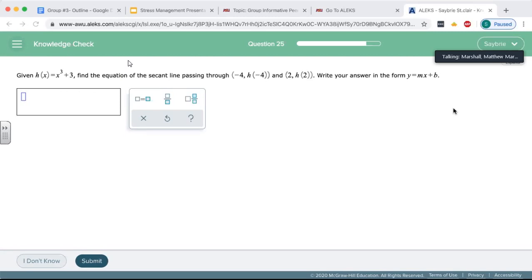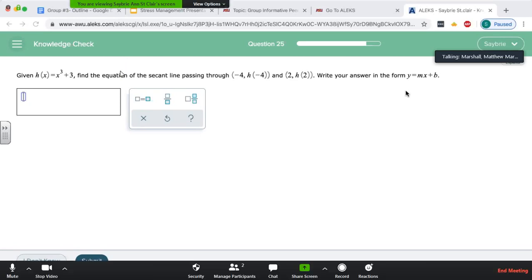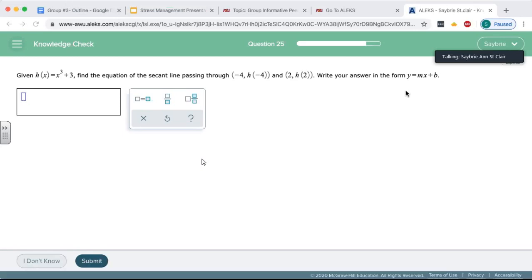Use that middle one. Oh no, I didn't even see that one. The secant. So a secant, you're just plugging in those numbers into the equation and doing the math, and then writing the equation of the slope through those two points. That shouldn't be too bad. Alright, let me write those down.